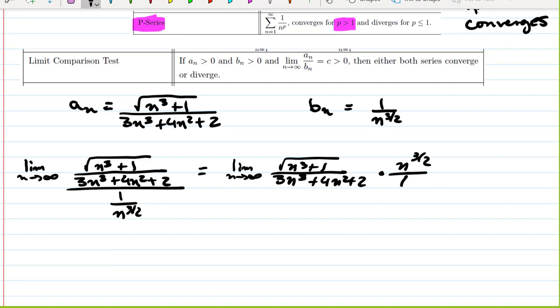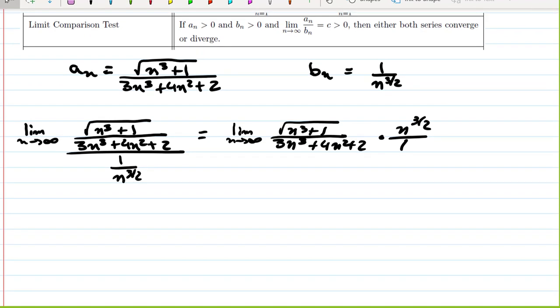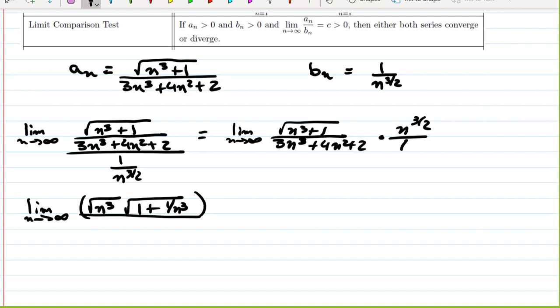So now we're going to factor the highest power out of each of these. In doing so, we have the limit as n goes to infinity. If we take our n cubed out there, we have an n cubed, and that leaves 1 plus 1 over n cubed, times n to the 3 halves. And then in the denominator, we factor out an n cubed, and that leaves behind 3 plus 4 over n plus 2 over n cubed.